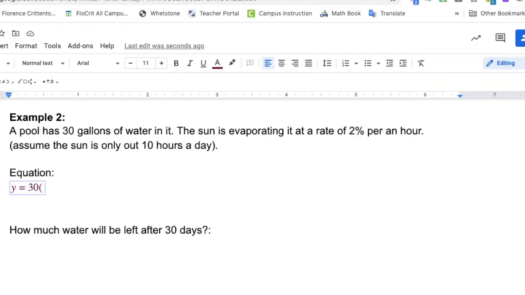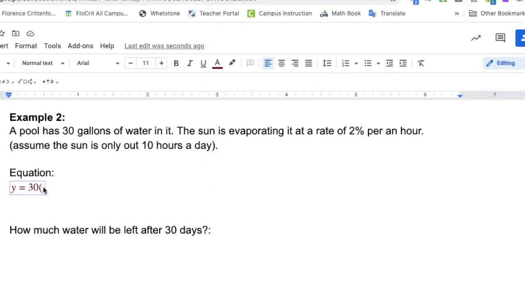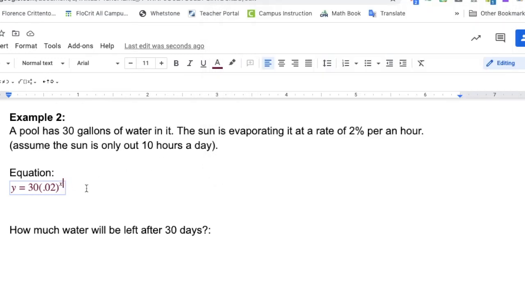Well, the percent right now is 2%. And if I divided that by 100, that's 0.02 to the power of x. And if I were to take 30 and times it by 0.02 just one time, the answer is 0.6. So if I did it only once, the answer is 0.6. Which, if I thought that it was just 2% as my multiplier, that means in 1 hour, because the time says per an hour, it goes from 30 gallons to less than 1 gallon, to just 0.6 gallons.